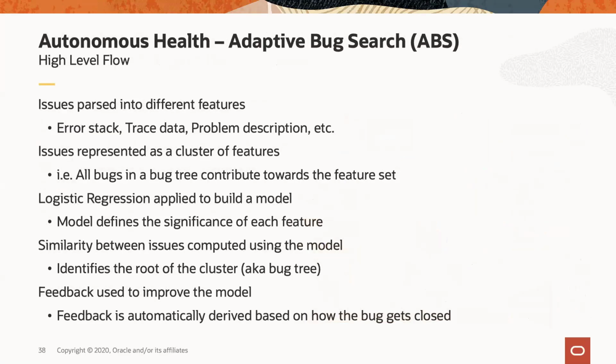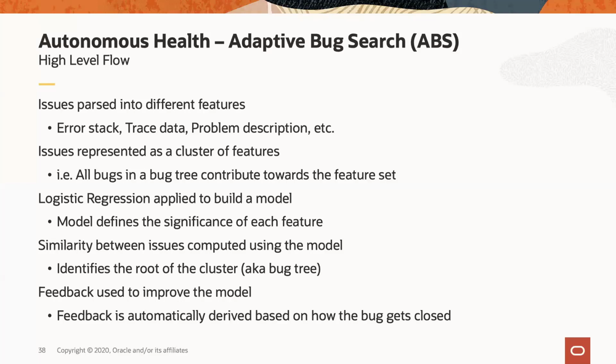It takes inputs. So what are the various features? It takes inputs from error stacks, trace data, and problem descriptions, and then it takes all of these issues and generates something called a bug tree. A bug tree is sort of like a cluster of features. In this case, it clusters all the various kinds of defects that have similar attributes, and it tries to contribute all of these to the feature set.